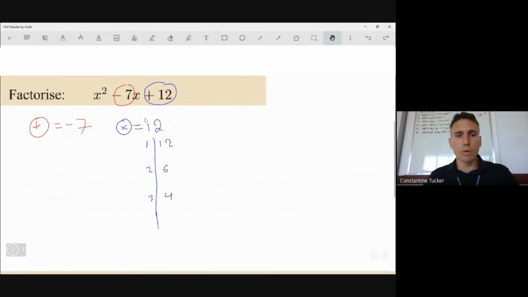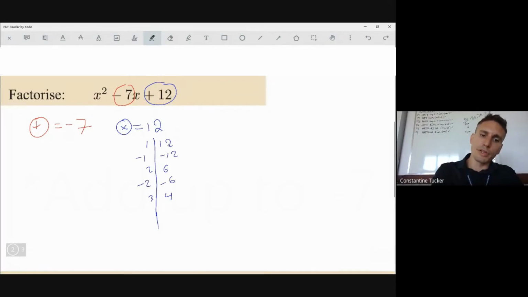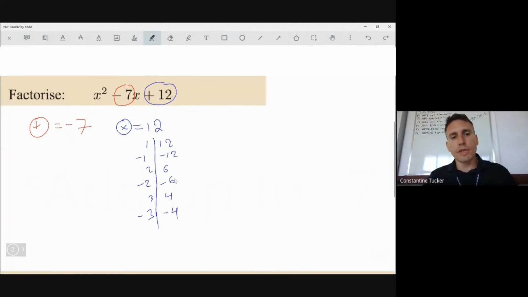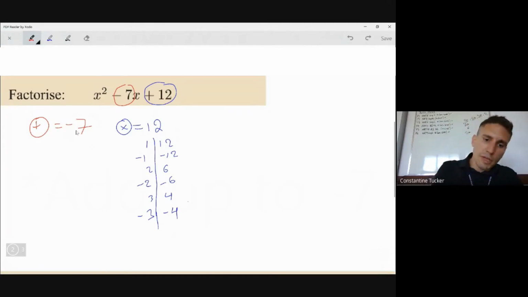So here, I would say, well, both numbers could be negative, right? Because two numbers that multiply to give you positive 12, they would either both be positive or they would both be negative. So they could be minus 1 and minus 12, minus 2 and minus 6, or minus 3 and minus 4. And now out of these options, which pair adds up to give us minus 7? Well, that would be the minus 3 and minus 4.